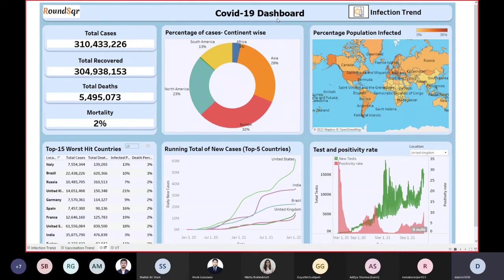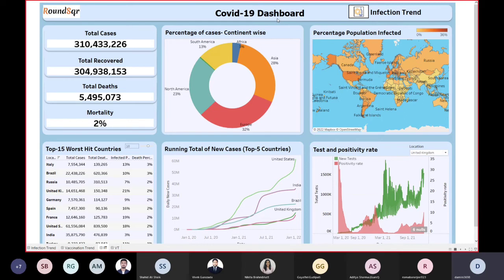So the data for creating this dashboard has been collected from our World in Data website. Before presenting the data, I would like to mention that the data has been collected till date 10th January 2022. So the numbers might be a little different than what they are at present.